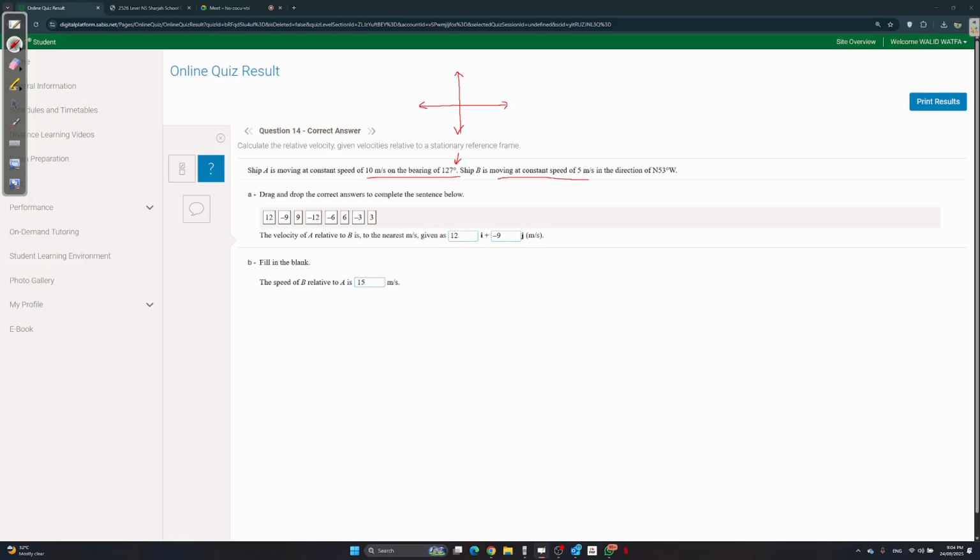Ship B is moving at a constant speed of 5 meters per second in the direction of north 53 degrees west. So I'm going to draw another diagram here for it, and then we're going to fill them in a sec. Just 1 second. What do they want? They want velocity of A relative to B. So VAB, which is what? Do we have in the question relative to, relative to, relative to? Do I have any of that? No.